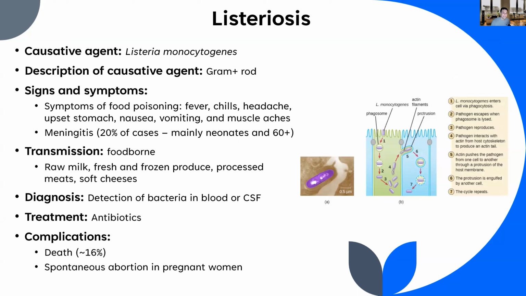Diagnosis: you'll be able to detect the bacteria in the blood or the cerebral spinal fluid, depending on where the infection is. Is it just food poisoning, or has it made it into the meninges? Treatment is with antibiotics. In about 16% of cases, people will die, which is obviously the worst complication. And women who are pregnant may end up resulting in a miscarriage. Spontaneous abortion is the technical term for that. We often refer to it as a miscarriage.